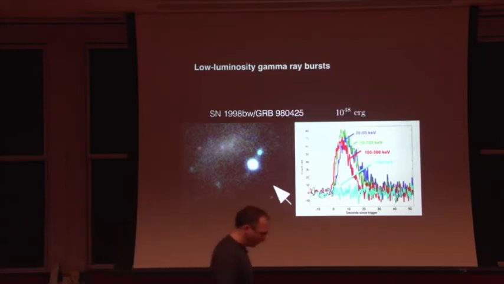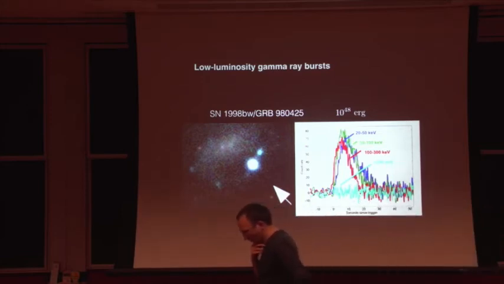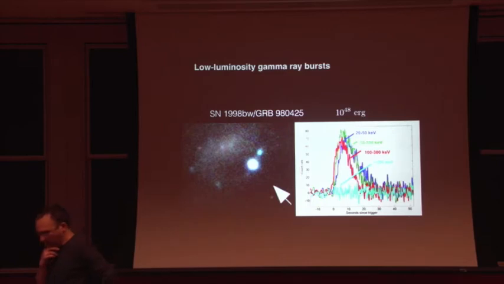And it was a dim gamma ray burst because it was so close and not especially bright in the gamma rays as seen by BATSE. So it had an isotropic emission of only 10^48 ergs in gamma rays, but it came from a supernova that was modeled as having 30 times the characteristic energy for a supernova. So this is an example of a broad-lined class of the stripped envelope supernovae.